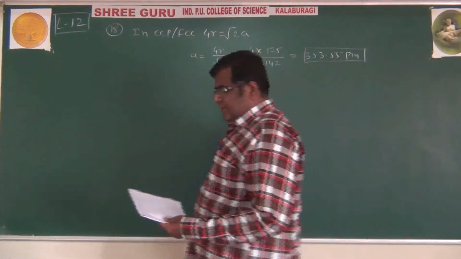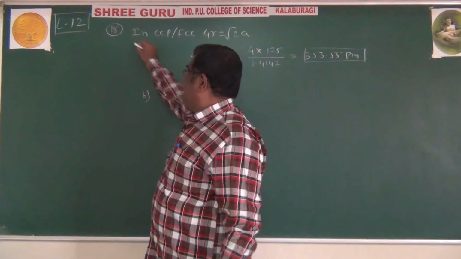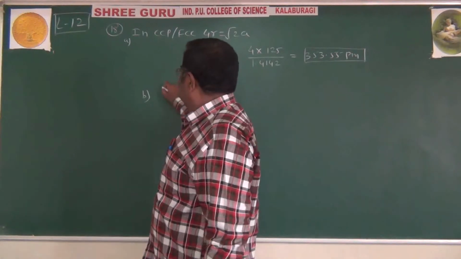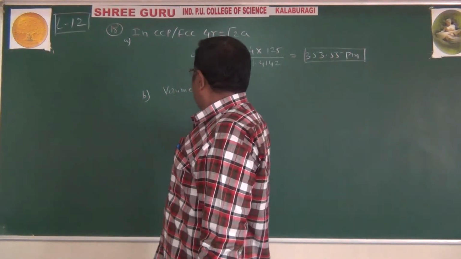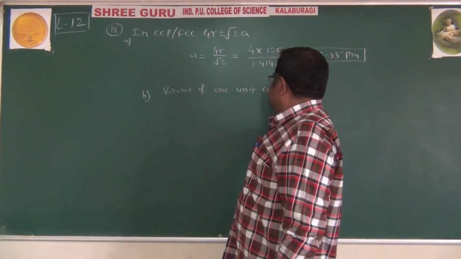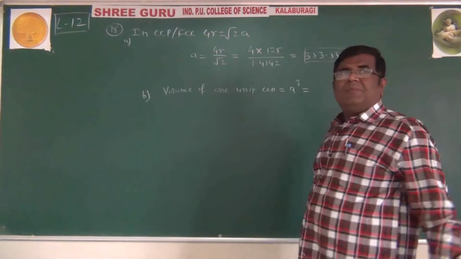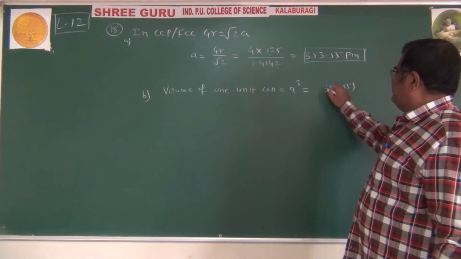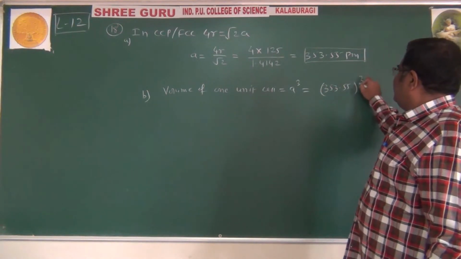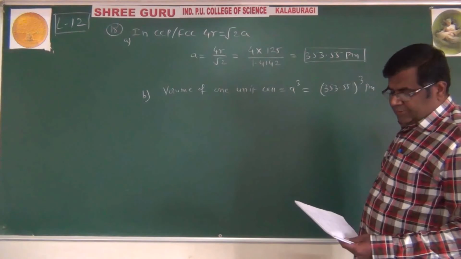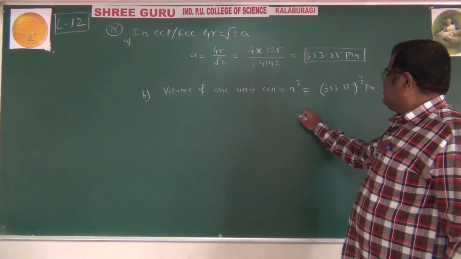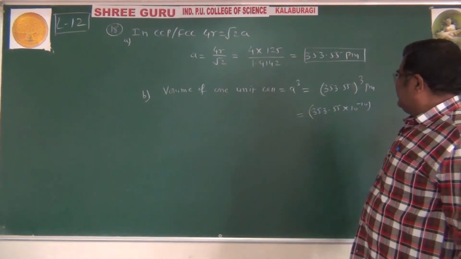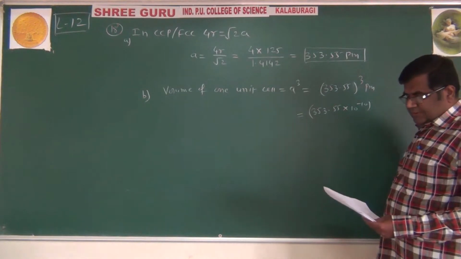In part B, they ask how many unit cells are there in 1 cubic centimeter. So you can say volume of 1 unit cell is equal to a cube. a we have already obtained, 353.55, cube of that in picometer. We have to convert that into cubic centimeter. 353.55 into 10 raised to minus 10, and we write it raised to 3.